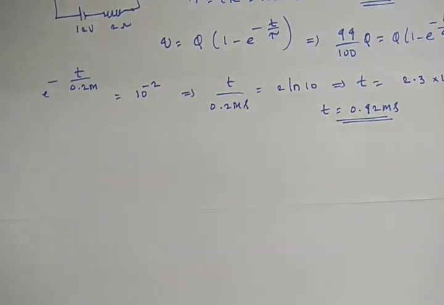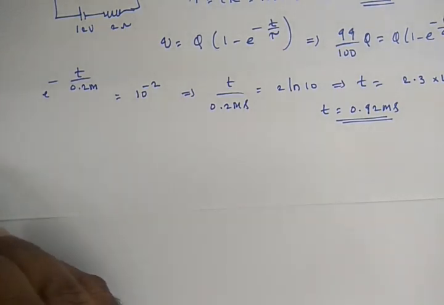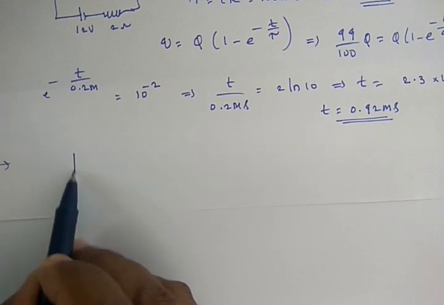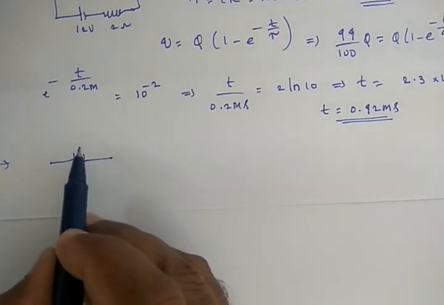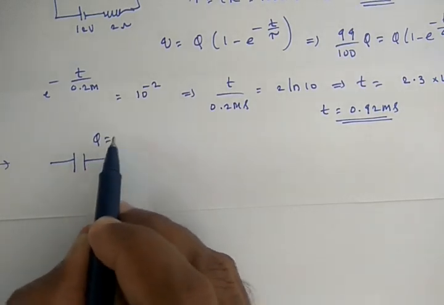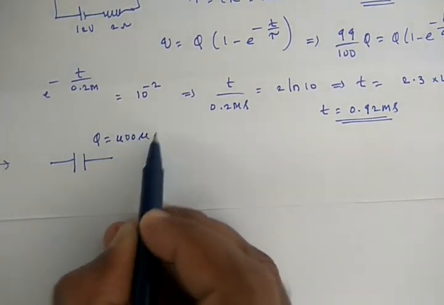Look at one more question. The plates of a 50 microfarad capacitor charged to 400 microcoulomb are connected through a resistor of 1 kilo ohm. Find the charge remaining on the capacitor 1 second after the connection is made. So in this problem, we have a capacitor, then that capacitor is charged to 400 microcoulomb. So the charge on the capacitor is 400 microcoulomb.